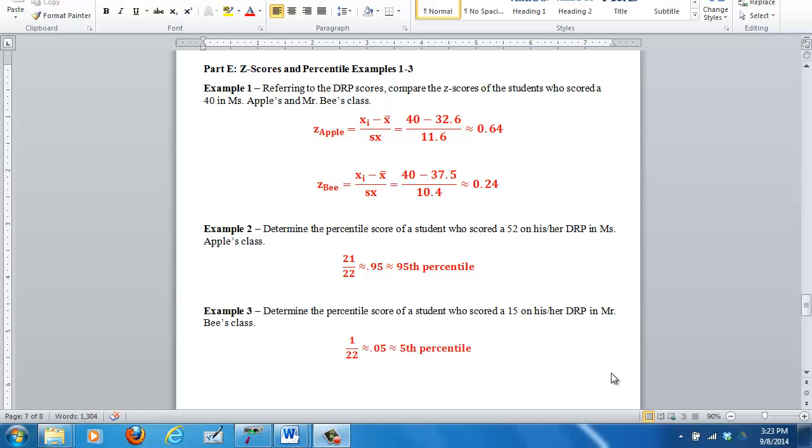All right, the final example says determine the percentile score of a student who scored a 15 on his or her DRP in Mr. B's class. Well, a 15 was the lowest score, therefore it's going to be the first out of 22 scores, which would be 0.05 or the 5th percentile. So that would be the percentile for the lowest score in his class.